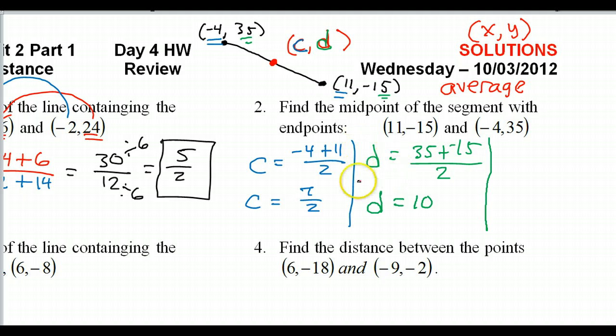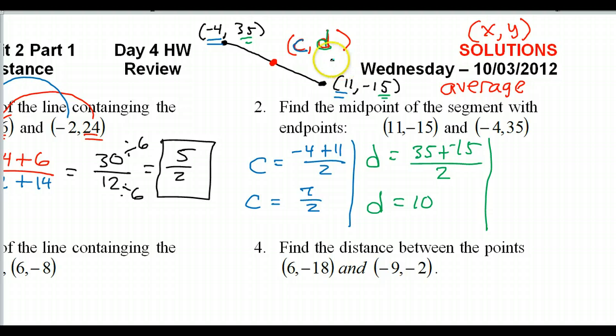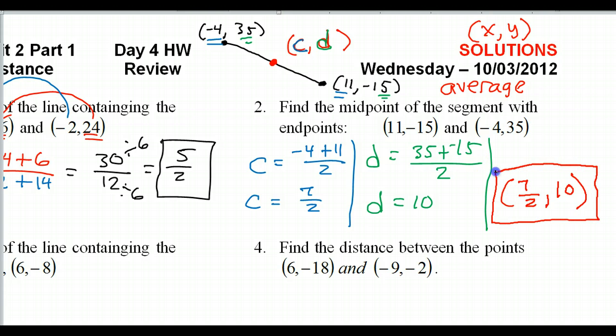So that's why the midpoint, and please do not leave your answer like it's two separate things, like it's two separate answers. This is one thing, one answer, 1 point, C comma D. So we're going to put this together as 7 over 2 comma 10. And please do not make this a decimal. Just leave it as 7 over 2. It's perfect. It's clean. No need to make it a 3.5.